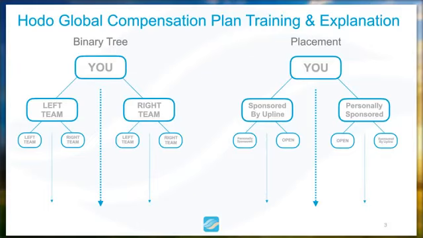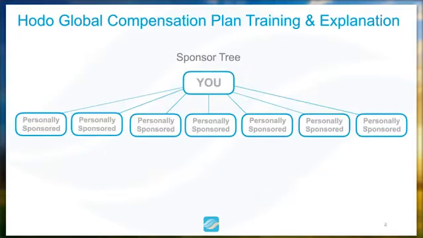So in a binary, there is this thing called the outside right or outside left leg, where everything spills outside right or outside left. Typically when you have a really fast growing leg in a binary, it's going to be called the power leg, where there's a lot of growth happening in that leg. It's always going to be on the left outside or the right outside of your position.